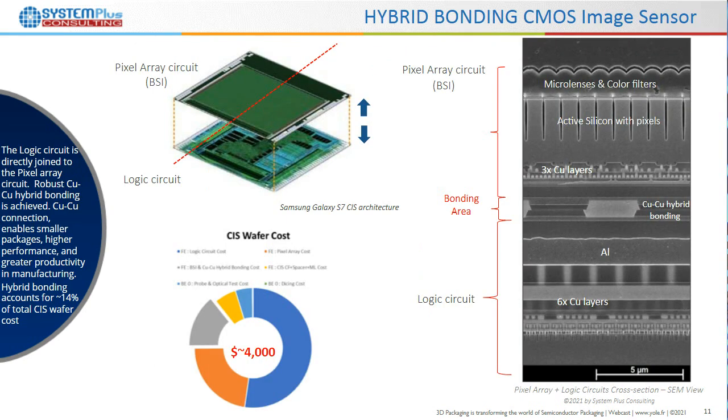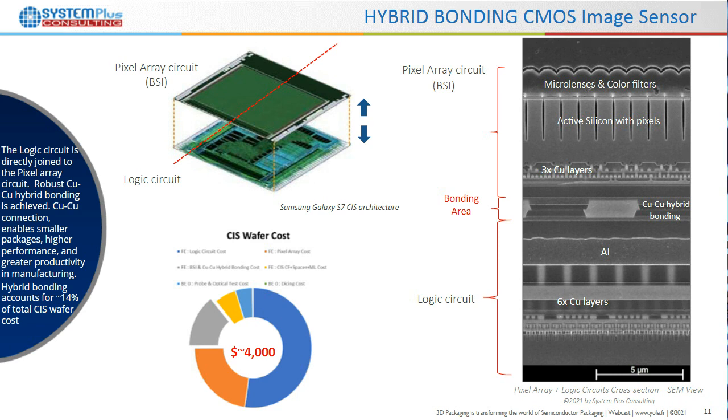So here we have the hybrid bonding that is used by Sony on their CMOS image sensors. Here we have the pixel array circuit and the CMOS logic circuit that is bonded together. Here we have the copper-to-copper hybrid bonding from the two wafers that come together to form a single component.